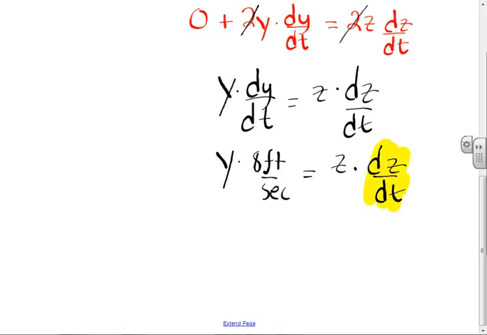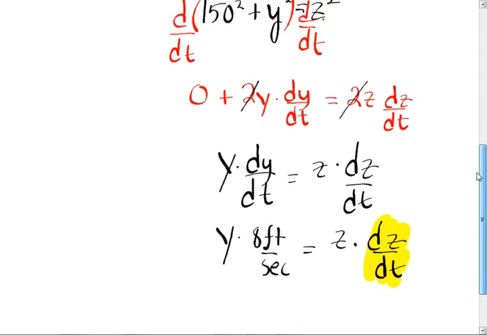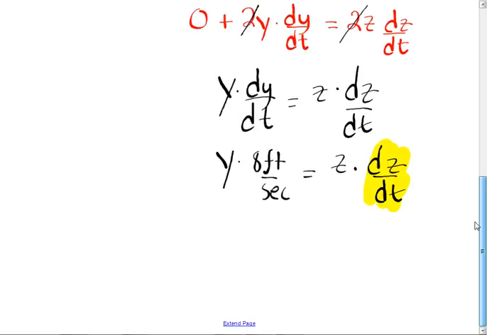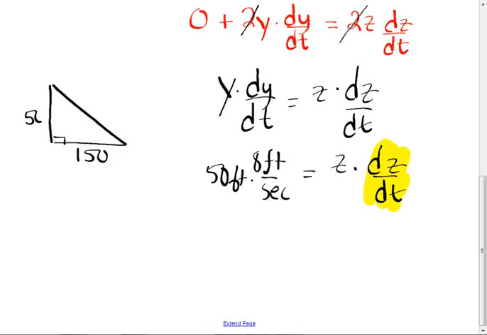So I need to know what? Y equals 50. So I'm going to go ahead and erase that. But I don't know z. Well, we can find z. And this is 50 feet. Okay, so we've got to find z. So this is 150, and this is 50. And then this is z.